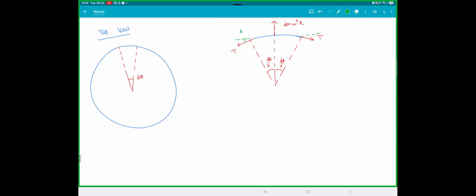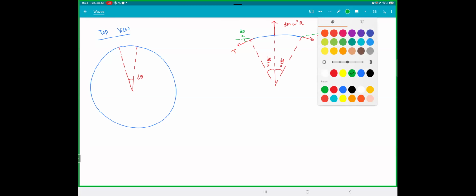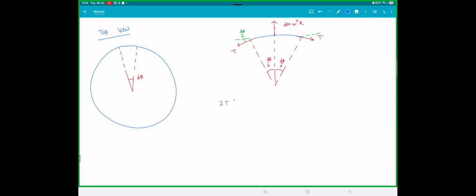This angle here will be d theta by 2. You can check it out from geometry there. So we get 2 times T sine d theta by 2 is equal to dm omega square r. For small angle, sine theta becomes theta, so that becomes d theta by 2. dm is nothing but total mass by total length, m by 2 pi r, into the length, which is r d theta. That is your dm, the mass of that small piece. From here, we get tension is equal to m omega square r by 2 pi.